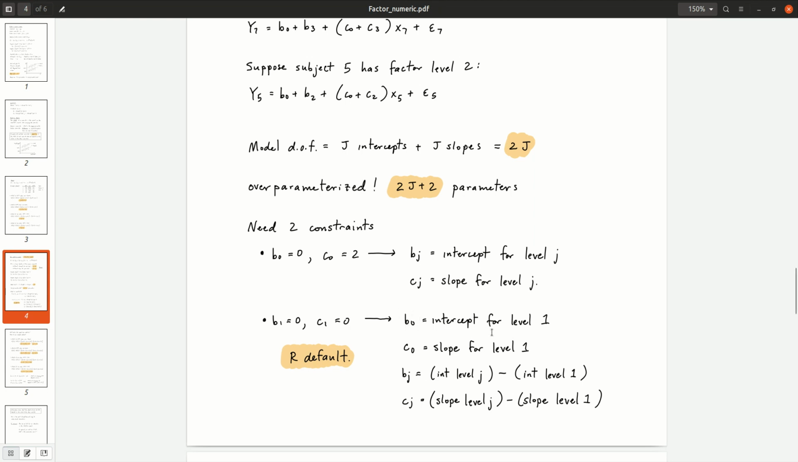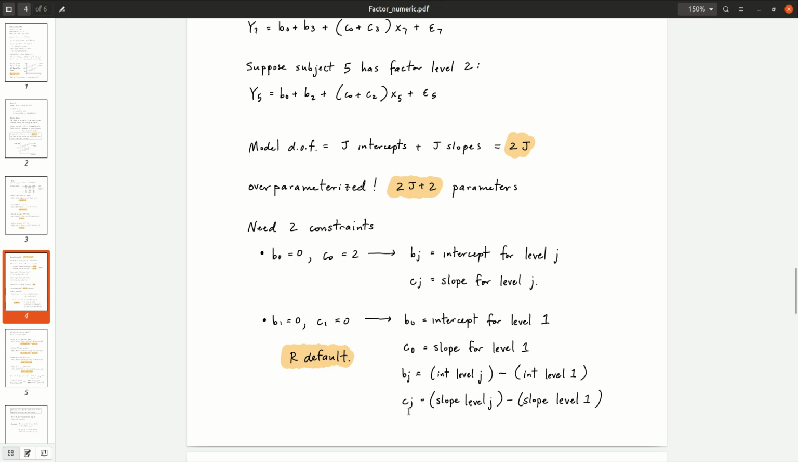This is the intercept for level 1 of the factor. And then it's going to have another line which just has information about the numeric covariate and not any information about the level. So that's going to be C0. That is the slope for level 1 of the factor.